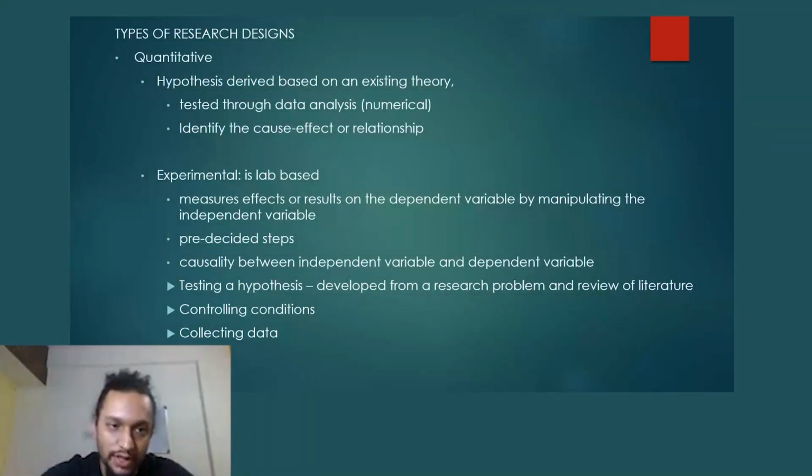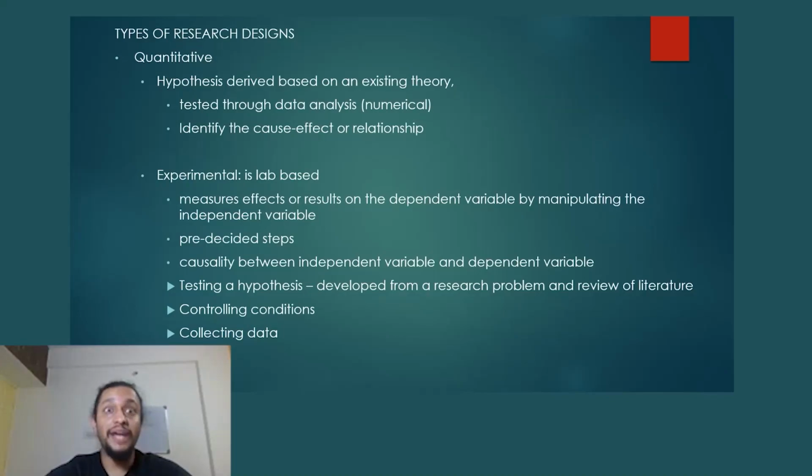What are the types of research design? They're quantitative, qualitative. This everybody knows. They're mixed designs also now. Quantitative is basically there is a hypothesis that is created from a theory, and then the hypothesis is tested through data analysis, through numbers. So you can identify cause-effect relationships, or you can just identify relationships between different variables.